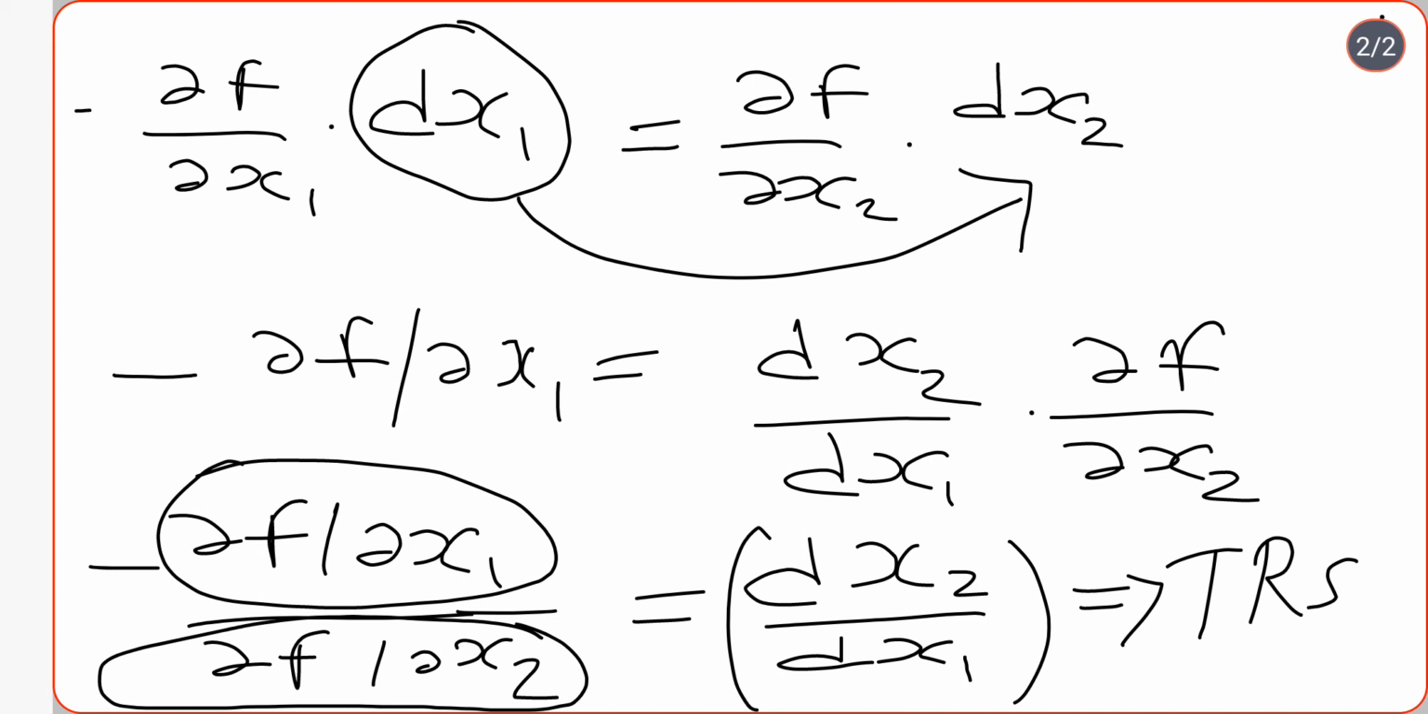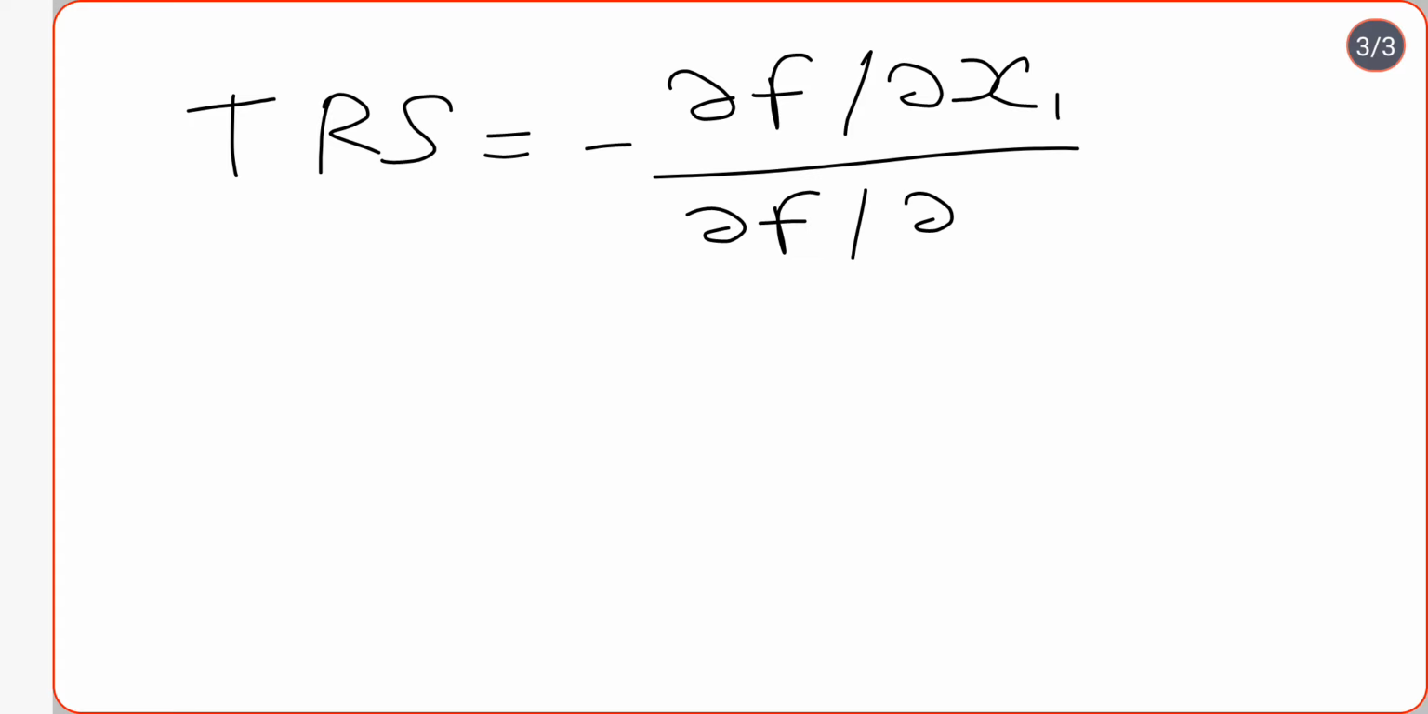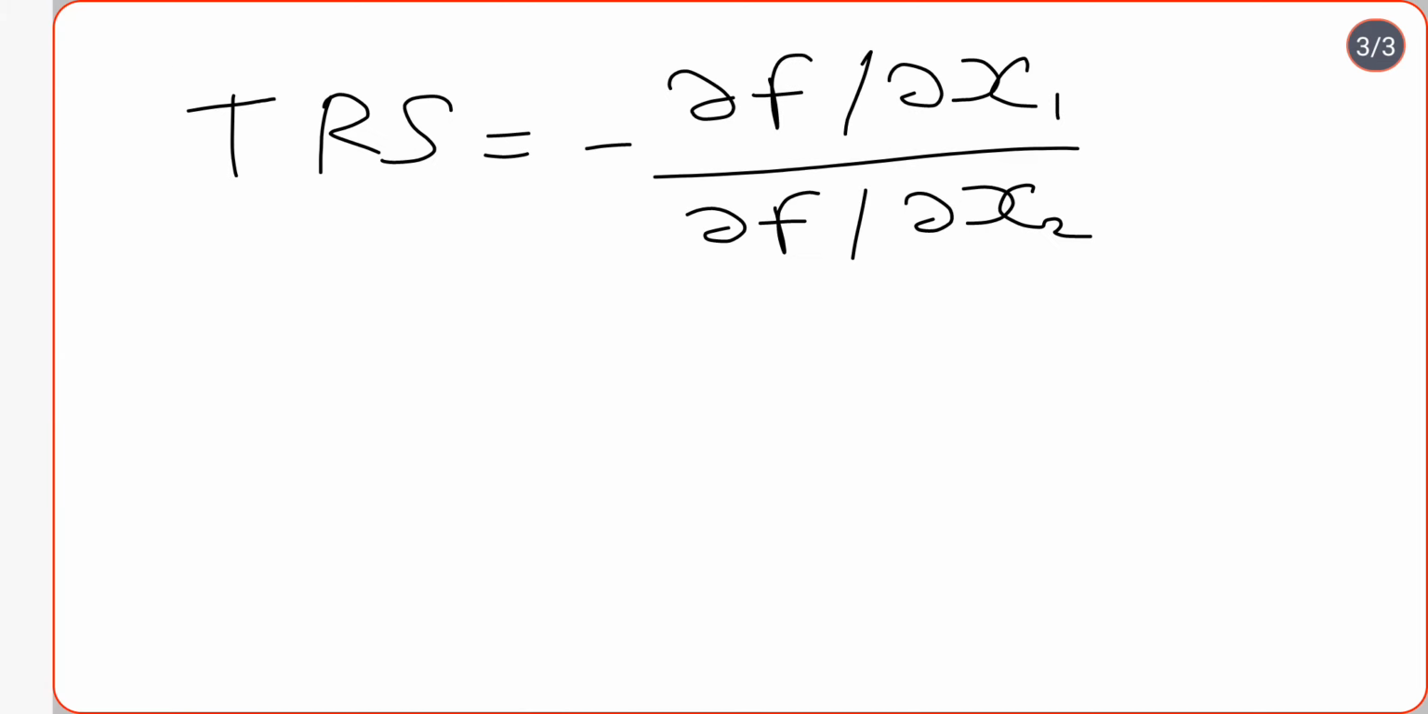So now what can we write in the place of TRS? TRS or technical rate of substitution is basically minus del f by del x1 divided by del f by del x2. You can see it from the previous slide also. This is the TRS, minus del f by del x1 divided by del f by del x2. Now suppose a production function is given to us.